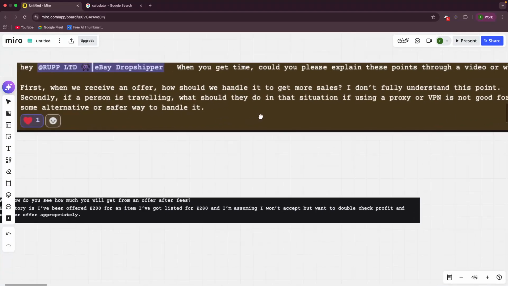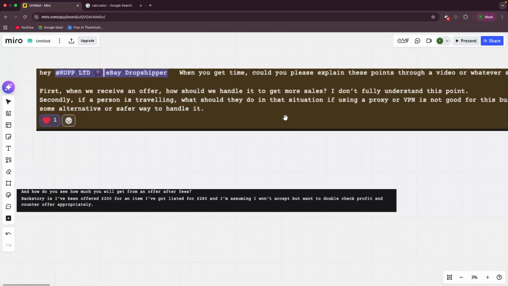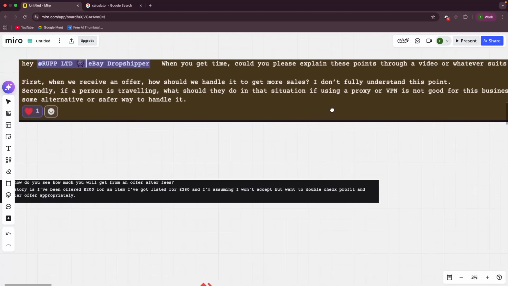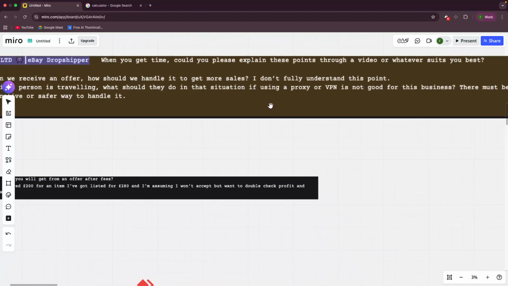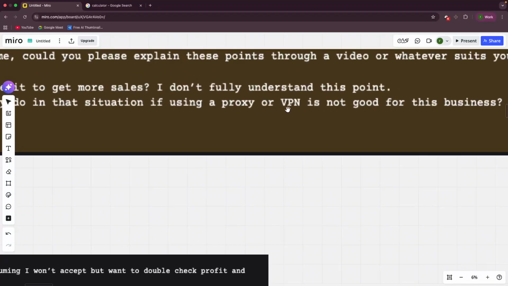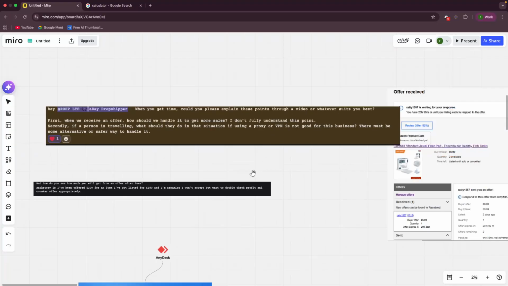And then the second question regarding traveling. So if a person is traveling, what should they do in that situation? If using a proxy or VPN is not good for this business, there must be some alternative or safer way to handle it. So regarding the proxy or VPN, VPNs are a no-go. You'll get permanent suspension, probably like an 80% chance. Proxies, I'm not a big fan of them. eBay can tell that you're using it, but as one option to use while traveling.